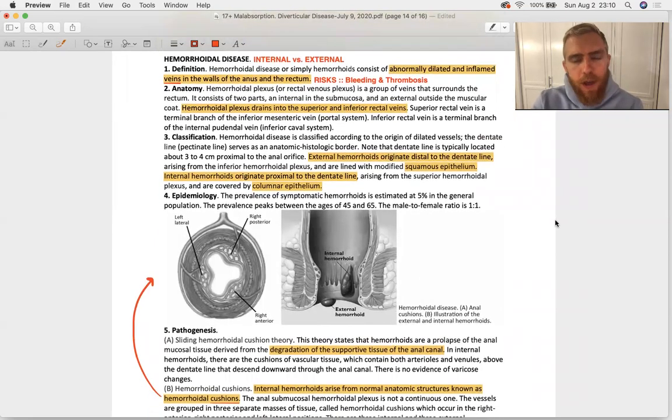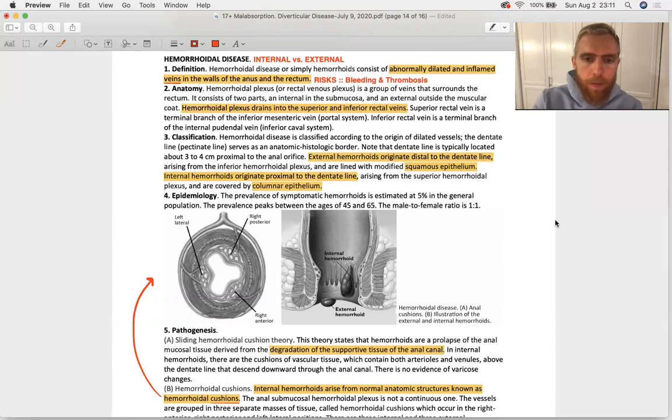Hemorrhoidal disease, you've got internal hemorrhoids and external hemorrhoids. And then you've got one real differential, which is rectal varicose veins. And I believe that rectal varicosities, varices, are fair game for this test because they're brought up, and again, they are part of the differential for hemorrhoids. So what is a hemorrhoid? It's an abnormally dilated and inflamed vein. It's a vein in the wall of the anus and the rectum.